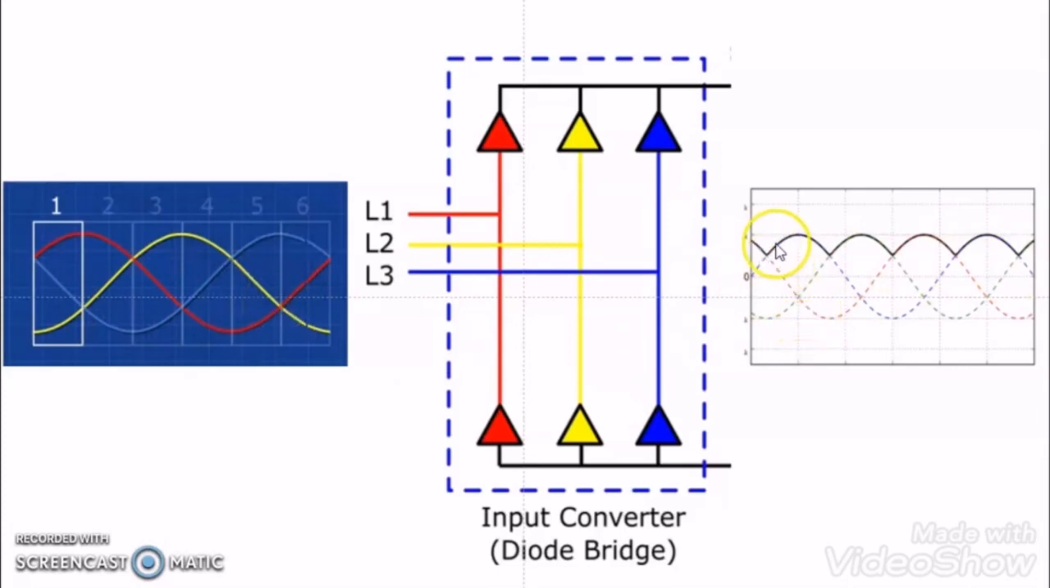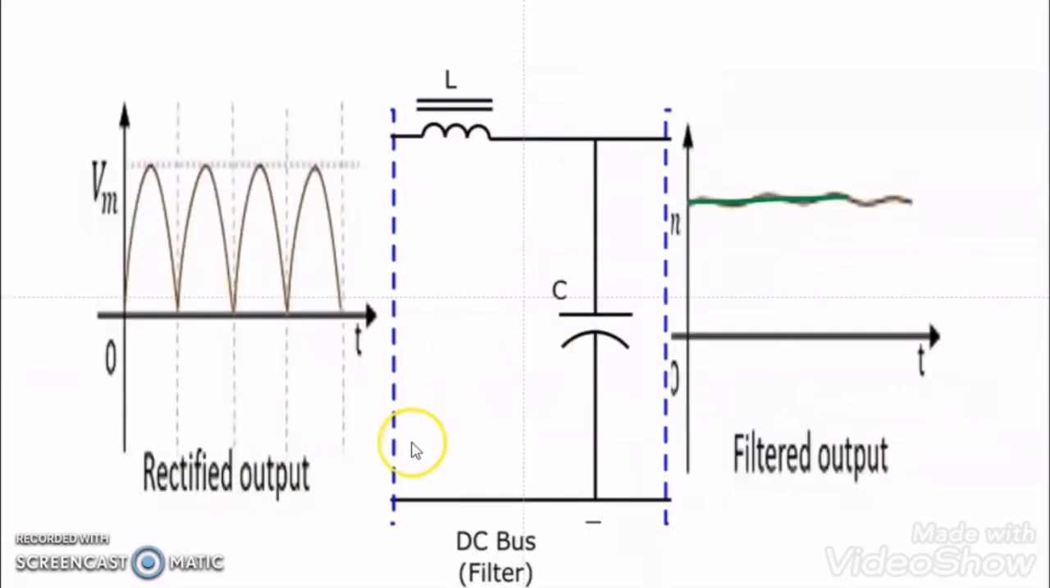Now let us understand how this rippled DC supply is changed into steady DC supply by the use of the DC link. The DC link is a combination of an inductor and a capacitor.